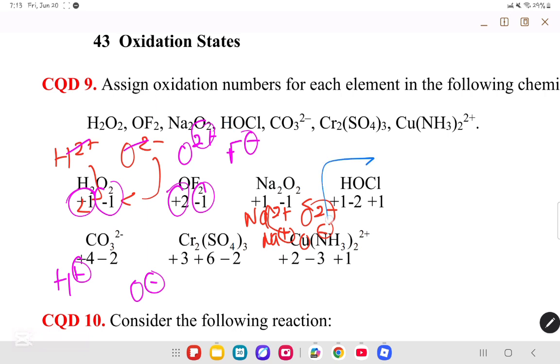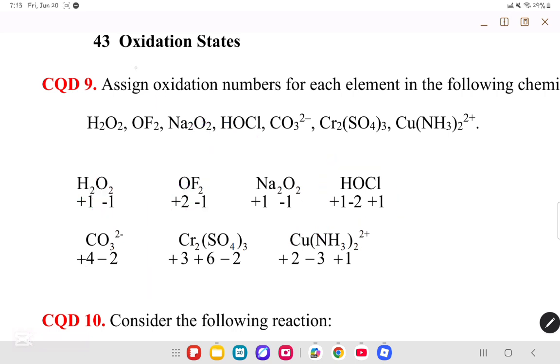Now, when it comes to big numbers like these, here's where you have to use the memorization skills. So hydrogen, you know it's always +1. Oxygen, you know it's always -2. So what is the total charge of this compound? That is 0. So +1 minus 2 plus x is equal to 0. So -1 plus x is equal to 0. So x is equal to 1.